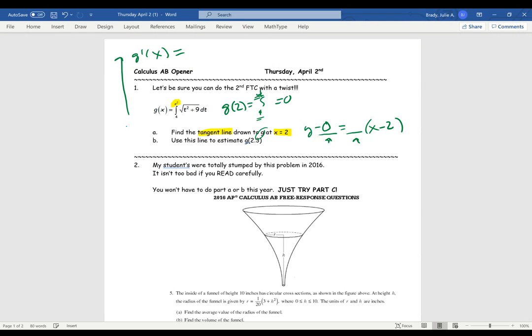Okay, so here's what I think is easier to do. Let's call this f of t. So f of t is the square root of t squared plus 9. It'll make it easier when we write. So we're going to call that that. Okay, so now let's do the fundamental theorem.